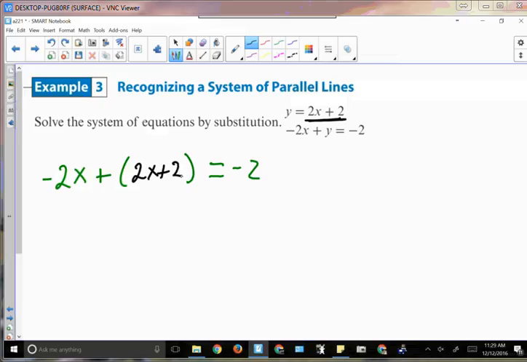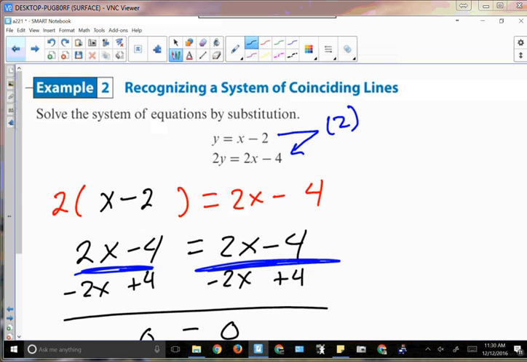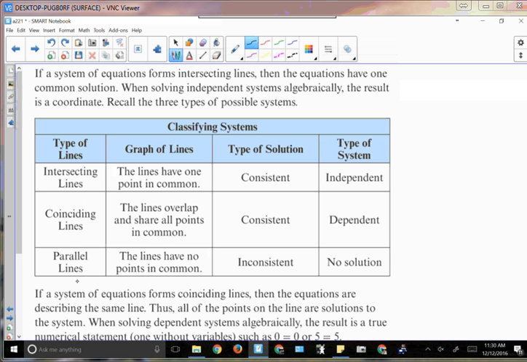Now, as I do the math on this, add like terms, I get negative 2x plus 2x. Well, that wipes each other out, correct? So that ends up with 2 is equal to negative 2. Is that ever possible? No. And because that's not possible, this would be no solution. So we end up with parallel lines, lines that have no points in common, inconsistent, no solution.